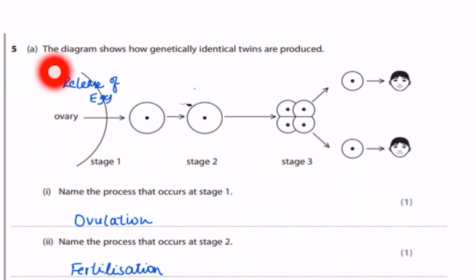Question 5. The diagram shows how genetically identical twins are produced. Name the process that occurs at stage 1, where we can see that the ovary is releasing a tiny particle which is called an egg. So this process is called ovulation. Name the process that occurs at stage 2. Here you can see the sperm is going to enter the egg, which is called fertilization.